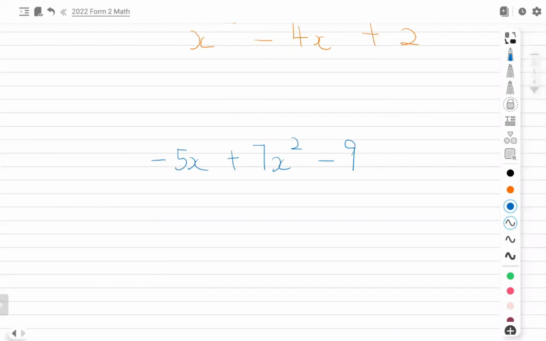Don't get shocked, okay? Even though the first term is negative, the number attached with x squared is positive, 7. It's not negative. So in this case, we need not change it to positive. Got the idea? A bit okay? All right.